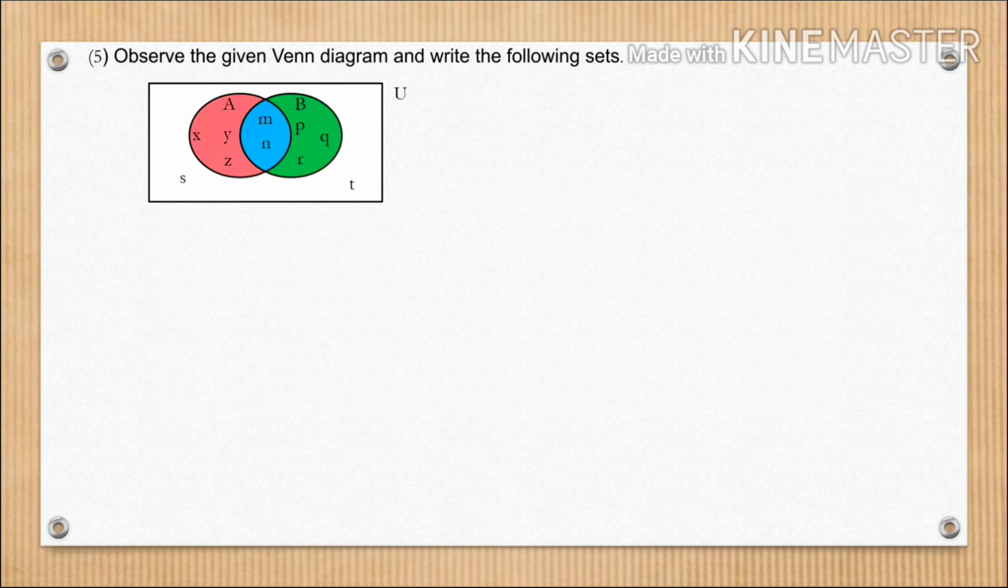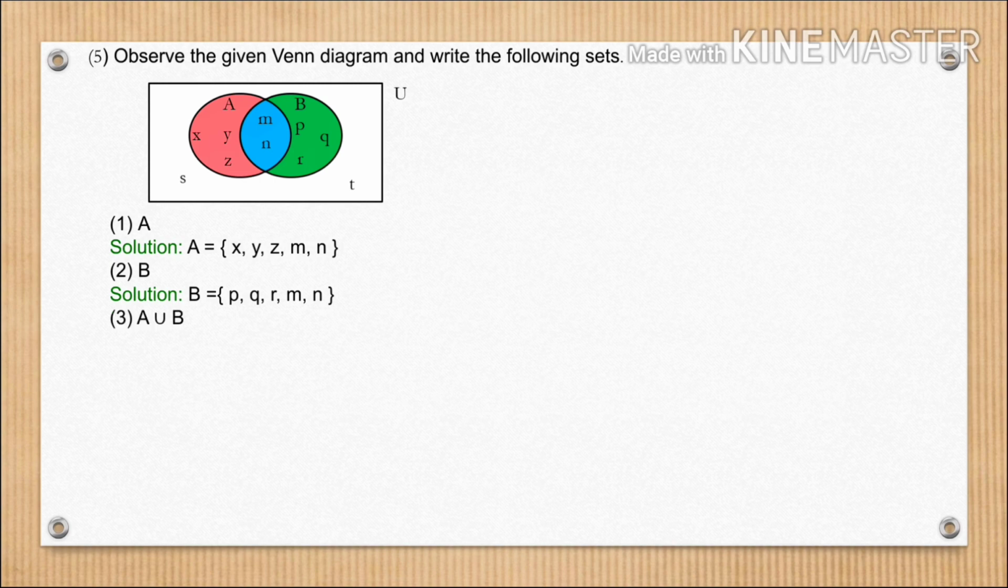Question number 5. Observe the given Venn diagram and write the following sets. This is the given Venn diagram and we have to write the following sets. First set is A. Solution. Set A is equal to {x, y, z, m, n}. Set B contains the elements which are in the second circle. They are p, q, r, m, n.